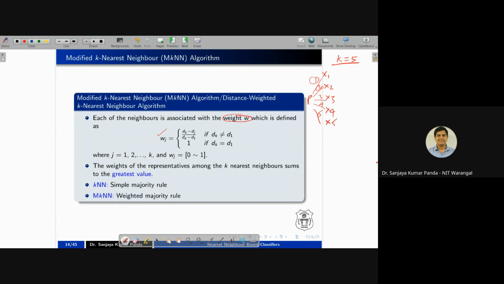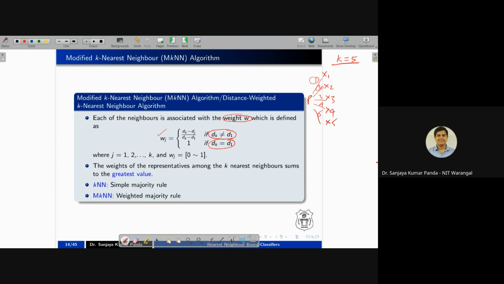Let us understand this formula. It says Wj is equal to (dk minus dj) divided by (dk minus d1). This formula we are going to apply when dk is not equal to d1. What is dk, what is dj, what is d1? I'll tell you with an example so that you can understand. Consider that dk is not equal to d1; it indicates that you will use this formula. And if dk is equal to d1, then the weight value is equal to 1. And this j value will vary from 1, 2, 3 up to k.